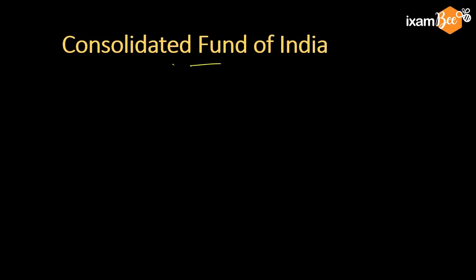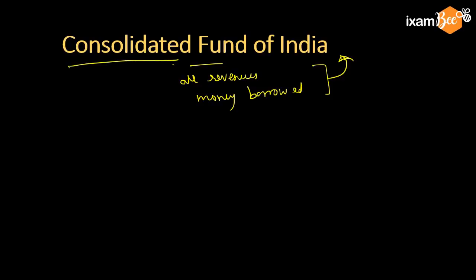Consolidated Fund of India is all revenues raised by the government or money borrowed, because that is again an inflow, and receipt from the loan given by the government, any inflow. So all this flows into Consolidated Fund of India, and all government expenditure other than certain exceptional items is also done from Consolidated Fund of India.